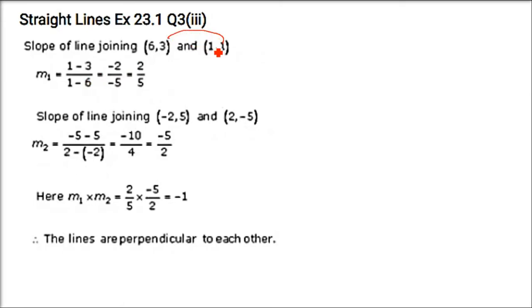Now you have (6, 3) and (1, 1), so 1 minus 3 and 6 minus 1. You can always write it as 3 minus 1 by 6 minus 1, right? Now minus 5 minus of minus 5, and 2 minus of minus 2. So you see 2 by 5 and minus 5 by 2. If you multiply m1 and m2, you are going to get 2 by 5 into minus 5 by 2. Indeed, this gets cancelled and you will get only minus 1. And this shows m1 times m2 is minus 1. That means the lines are perpendicular to each other.